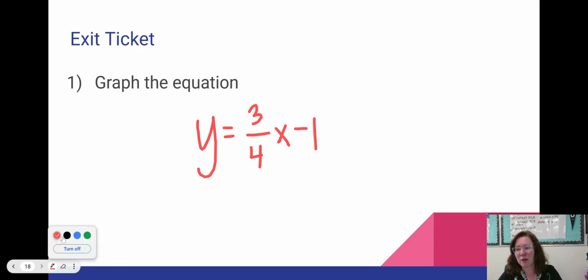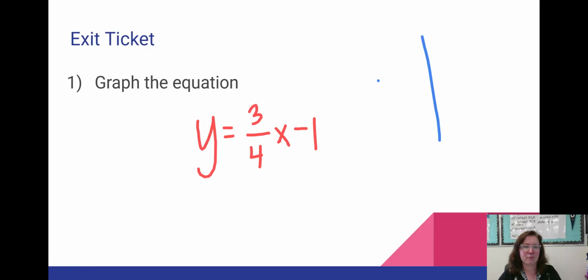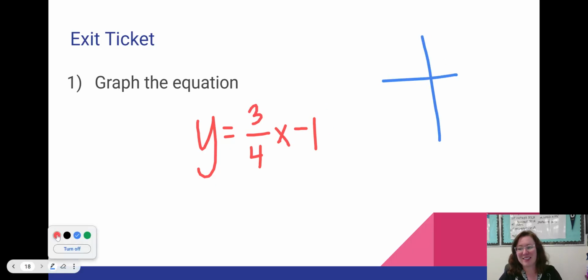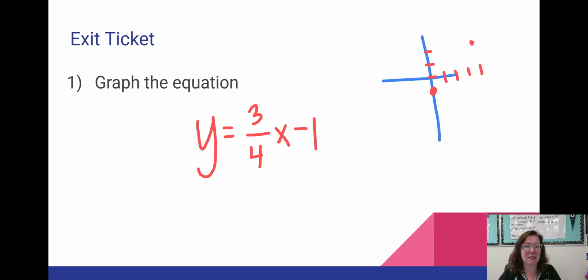So if I draw my coordinate plane, again, that's quite a sketch. I start at negative 1. I'm going to rise 1, 2, 3 spaces and run 1, 2, 3, 4 spaces, and it's going to end up right around there. So that's an introduction to graphing slope-intercept form.